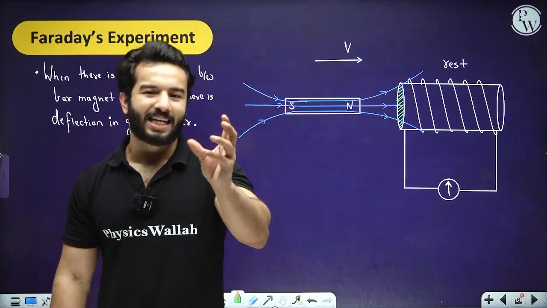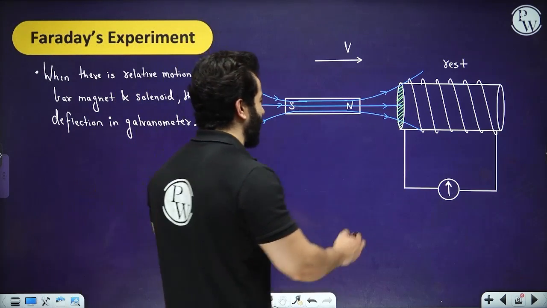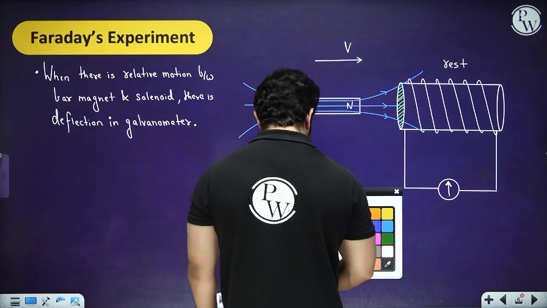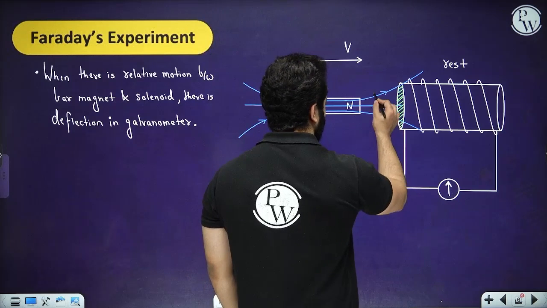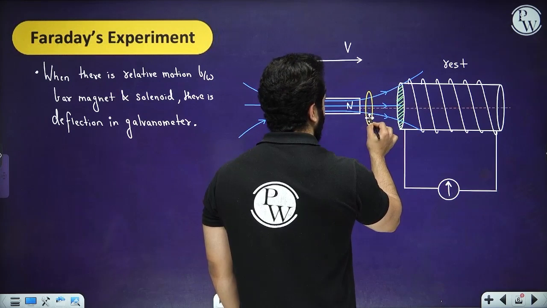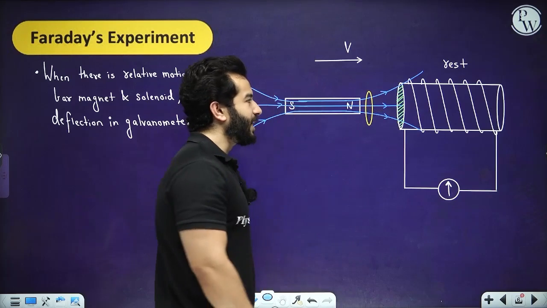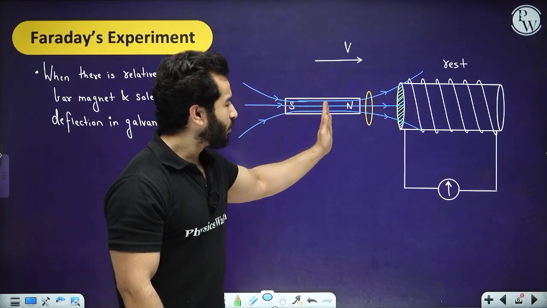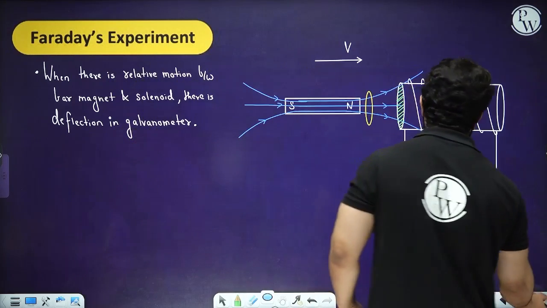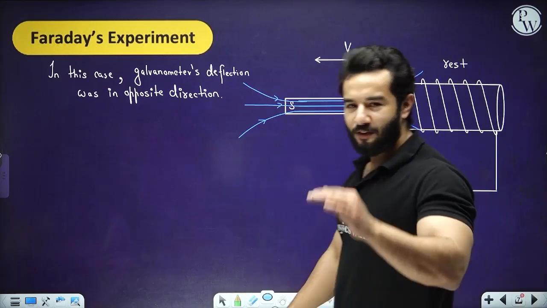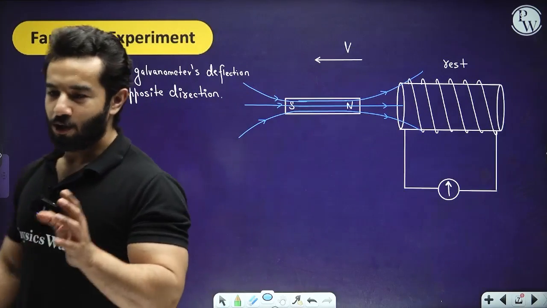And of course, you can say in this case, sir, basically the thing that is changing right now is the magnetic field intensity, because when this bar magnet was closer to this solenoid, at this point the magnetic field was stronger, right? And as soon as it moves away from the bar magnet, the magnetic field intensity will go down. So magnetic flux will decrease.